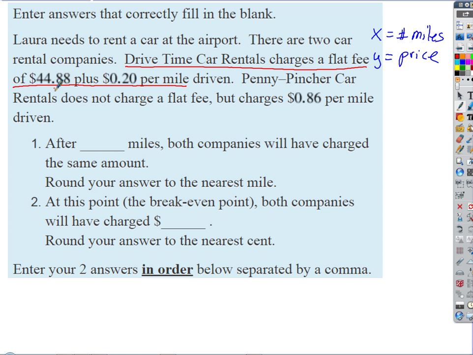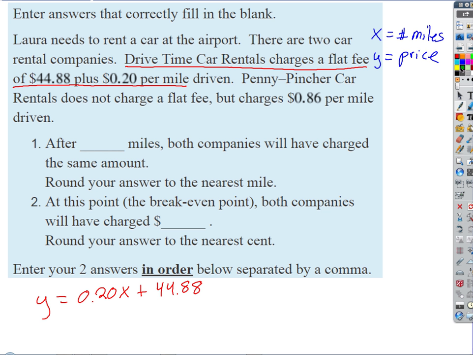So doesn't that look then, the red equation should look like, I'm going to put this right here. The red equation should look like the price, which is y, is equal to the mileage rate, 20 cents per mile, times the number of miles driven, which is x, plus the upfront fee, the one-time fee of $44.88. So there's the equation that represents Drive Time Car Rentals.